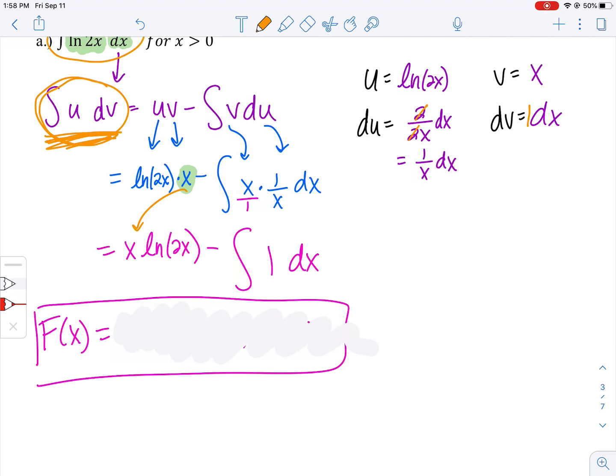Maybe also putting parentheses around that 2x will help you realize that it's being protected and you can't multiply it by an x yet until you apply the natural log, okay? So that first piece is just an x times the natural log of 2x.